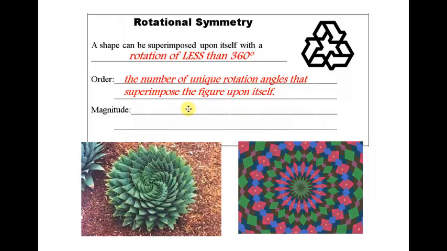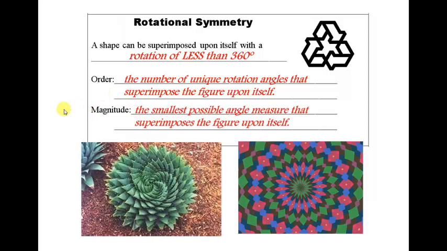And magnitude is really closely tied to order. Magnitude, jot this down, is the smallest possible angle measure that superimposes the figure upon itself. So how many degrees do I have to turn this in order to make it look just like it does right now? That's what we call the magnitude. And with something like this is probably going to be about 120 degrees. I'm going to have to turn that. Again, we'll take a look at that.